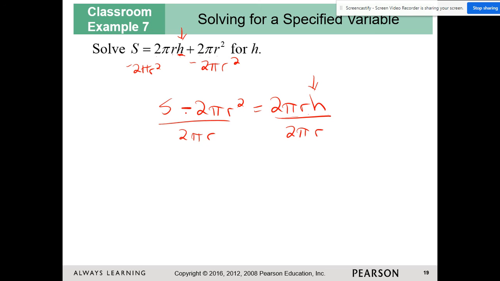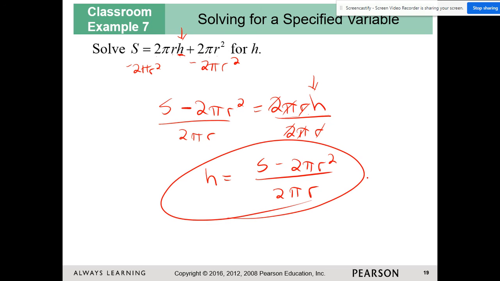If it were multiply, multiplication and subtraction have completely different rules. Subtraction, you cannot simplify these. Do not simplify them. These you can cancel because there is no addition or subtraction here. So final answer, H would be S minus 2 pi r squared over 2 pi r. Okay, reminder, do not simplify these when there's a subtract here or an addition.